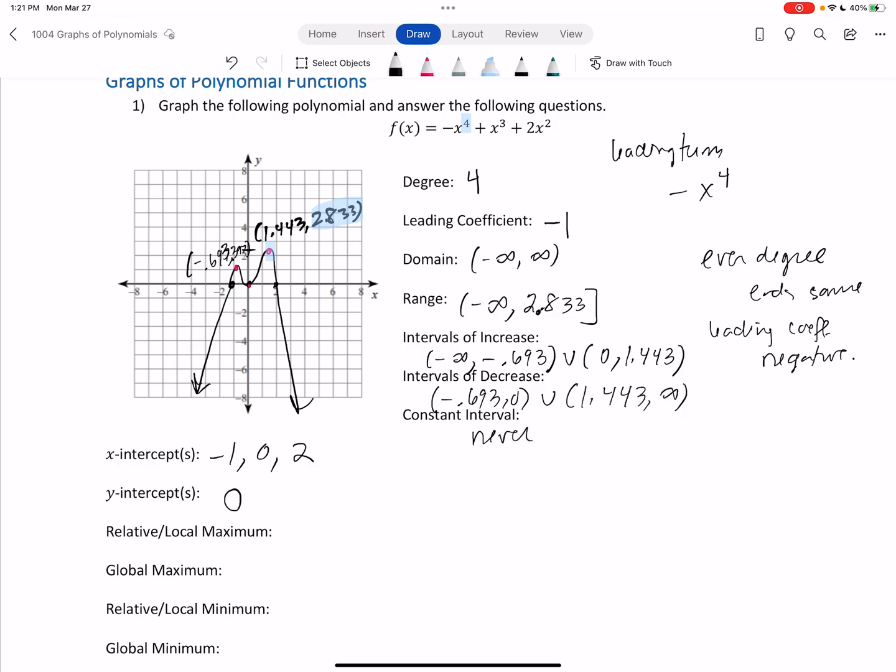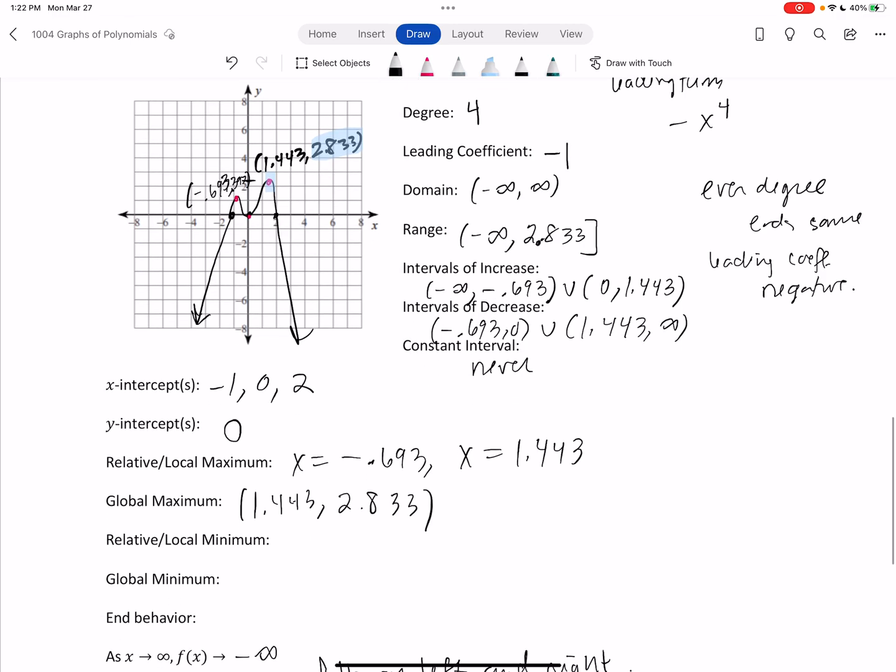It's never constant. I have two local maximums at x equals -0.693 and x equals 1.443. The global maximum is at that 1.443, 2.833. I have one relative minimum at the 0, 0. The global minimum, I don't have any because this graph goes down, down, down forever. So there's no minimum of this graph.